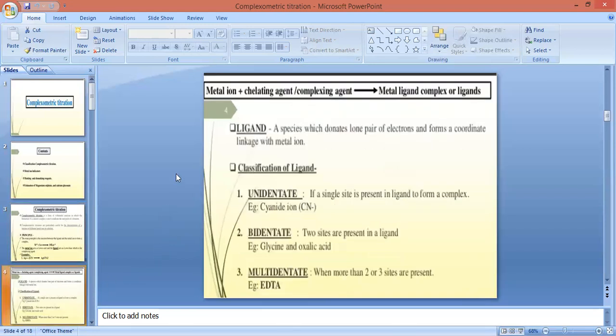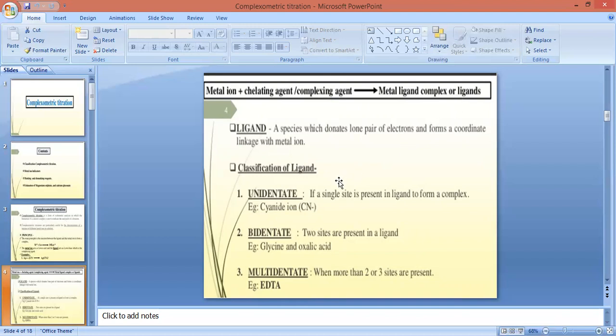Depending upon the nature of the ligand, that is, how many binding sites are present, the ligand or complexing agent is further categorized into unidentate, bidentate, and multidentate. So firstly, we should know what is a ligand. A ligand is a species which donates a lone pair of electrons and forms a coordinate linkage with the metal ion. So it contains an excess or surplus amount of electrons. It will donate it to the positively charged metal ion. So formation of a complex between metal ion and ligand entity will take place. The metal ion reacts with the chelating agent or complexing agent, and a metal-ligand complex forms. So formation of complex indicates the endpoint of titration.